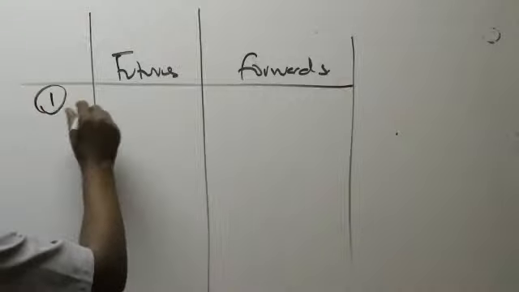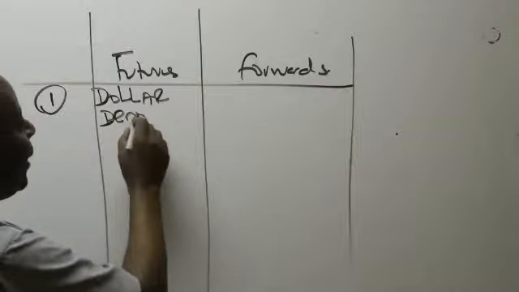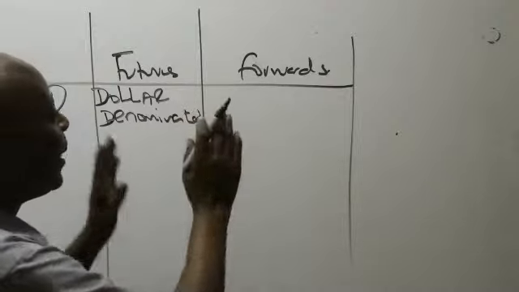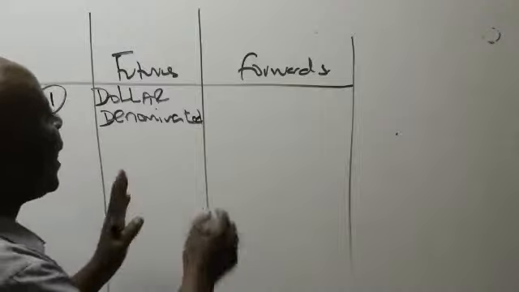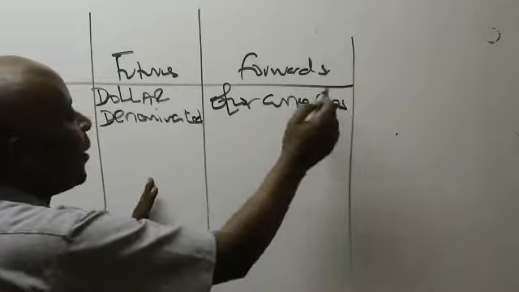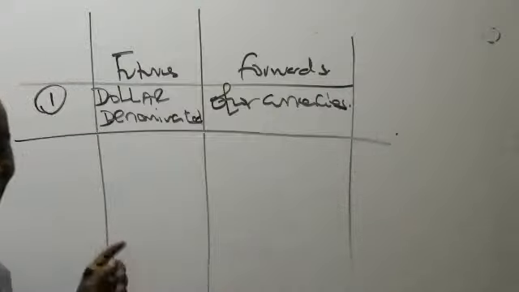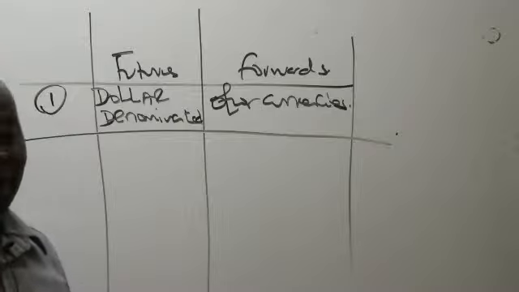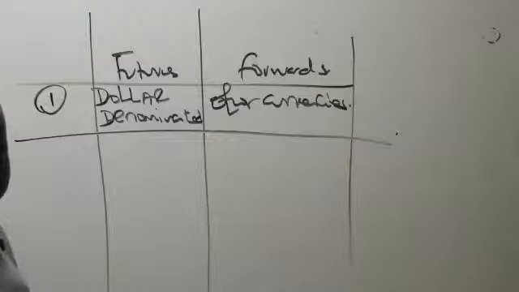Wanasema namna hii kwamba futures are dollar denominated. These ones, the forwards, kama zile magari za Kayole, ni aina yote other currencies. Hawa ni hatari. Yes. Na ngoja muweze kuniambia number 2.